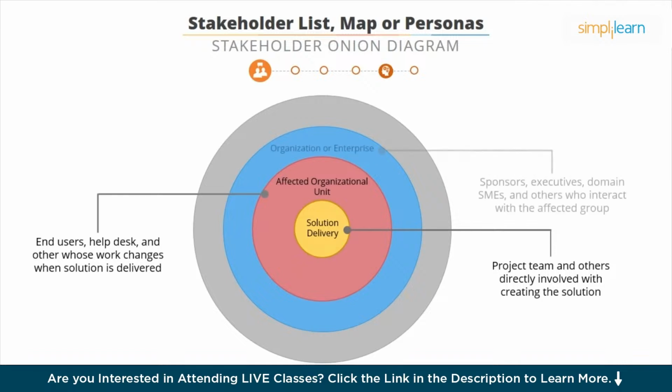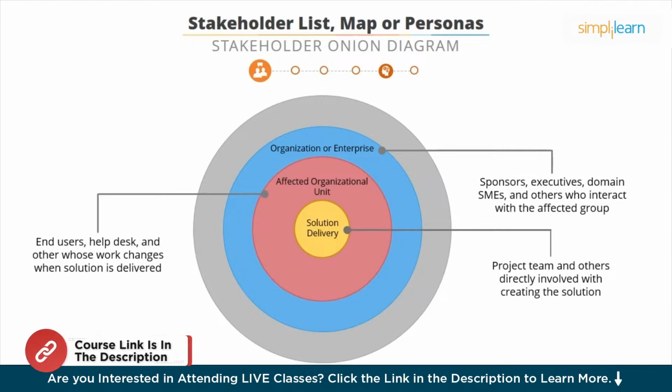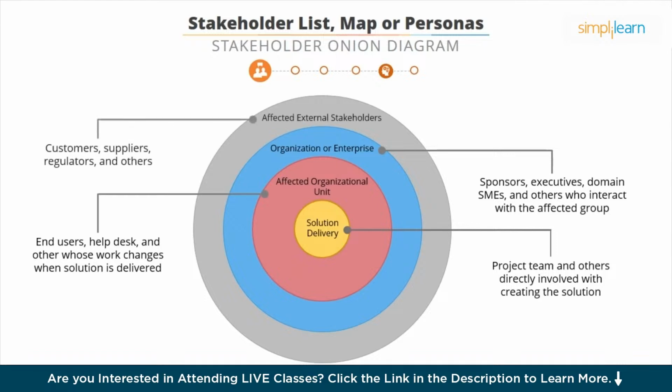Next is the organization or enterprise. This includes sponsors, executives, domain SMEs, and others who interact with the affected group, but their work is not changed and they are not involved in developing the solution. Fourth layer is the affected external stakeholders. This includes customers, suppliers, regulators, and others.